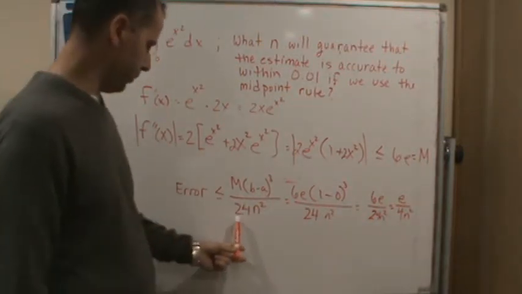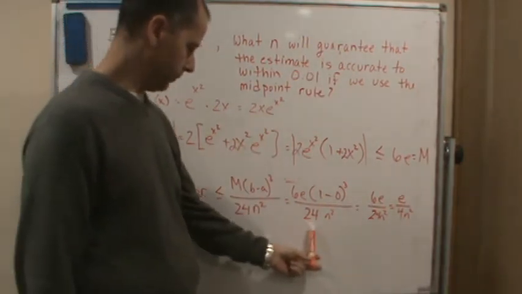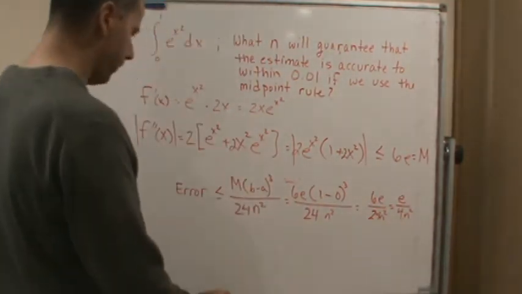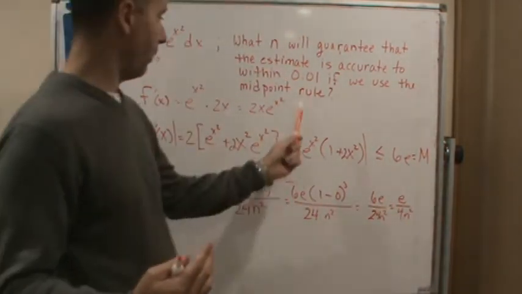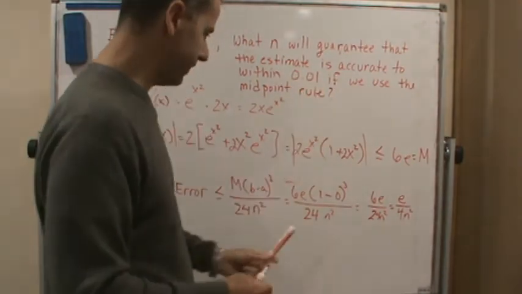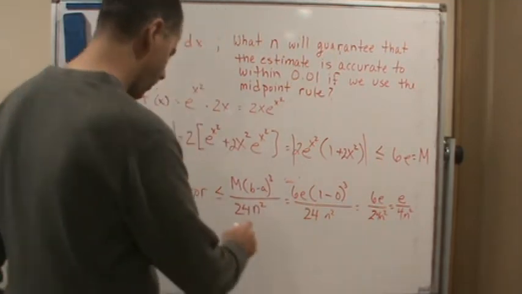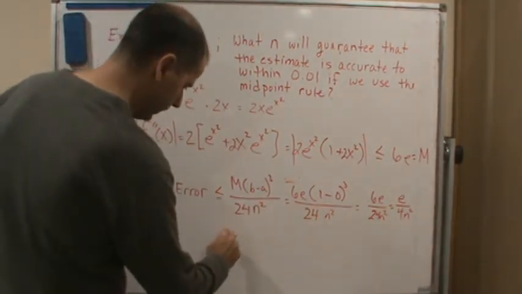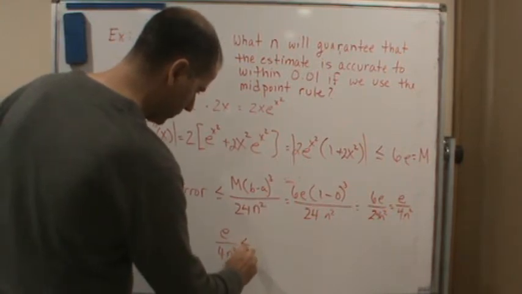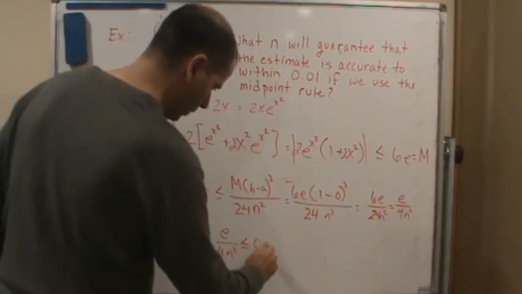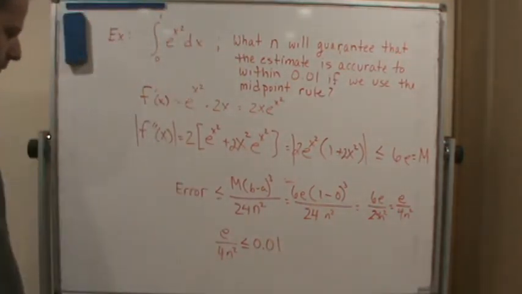Okay, so just remember, we're using the midpoint rule, so this has to be 24 down here. Okay, so now, what does that mean? Well, what do we want? What's the maximum error we want? 0.01. So we want this to be no bigger than 0.01. So we want e over 4n squared to be less than or equal to 0.01. And now we solve for n.